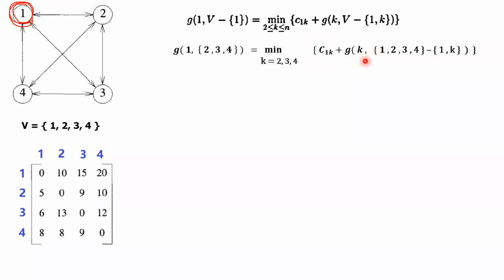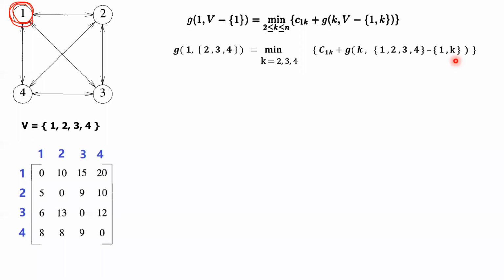Right? So G of k, comma, V. V is 1, 2, 3, 4 minus 1, comma, k. Now, I have to expand this formula for different values of k. So I have here C1k. I have here k. I have another k here. Now, these k values have to be varied.